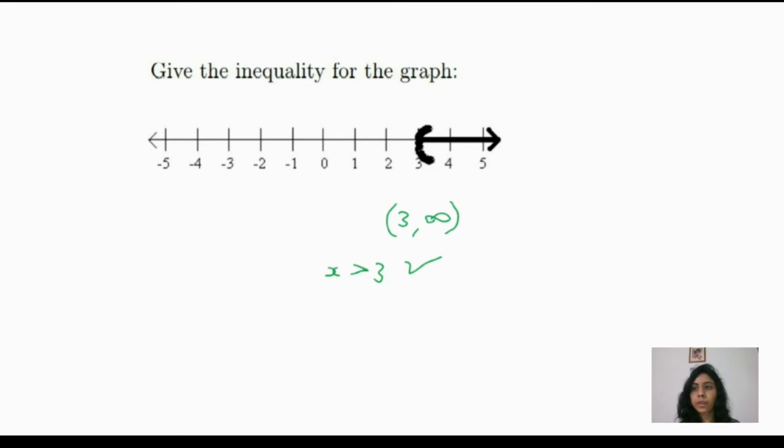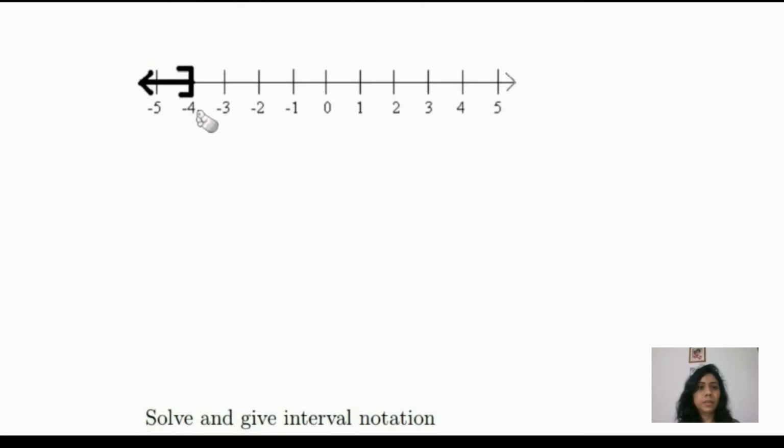Now here -4. Here all negative numbers, so minus infinity. With infinity we always write the curved bracket, and -4 is included, so this is the interval notation. And here the x value is less than or equal to -4, correct? This is x can be -4 or less than -4. So this is the answer.